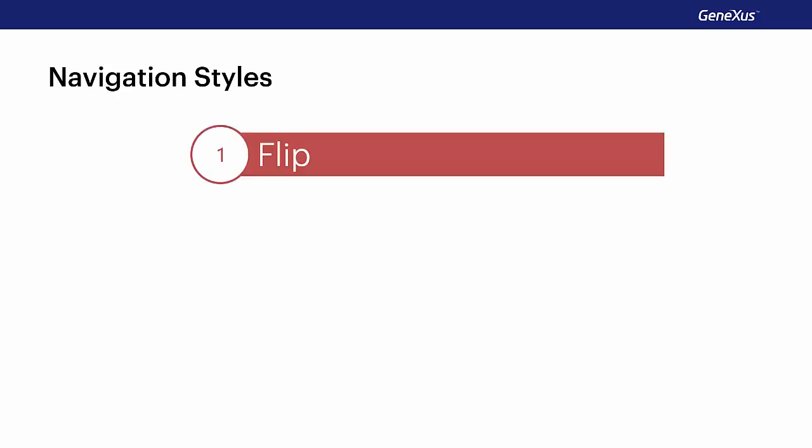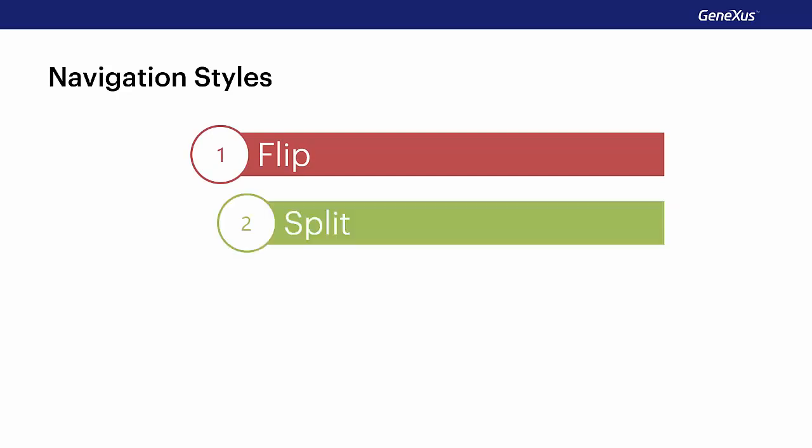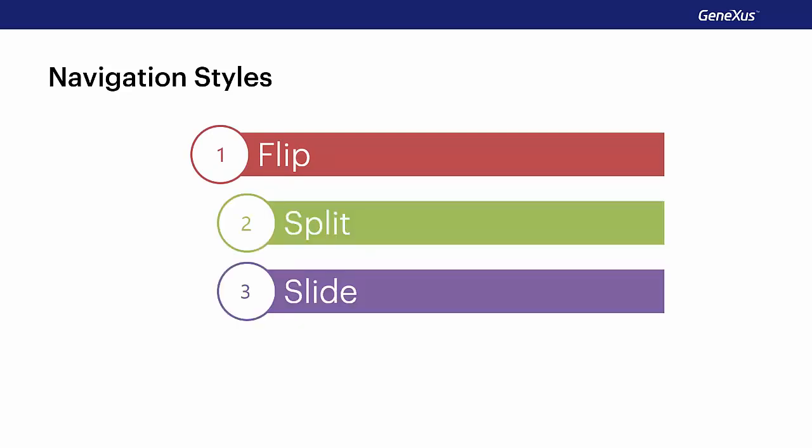In this video, we'll see the various navigation styles this tool offers for navigating between the main menu and the screens that invoke one another, in addition to the way in which the desired style is to be set up. The navigation styles we'll be considering are Flip, Split, Slide, and Cascade.